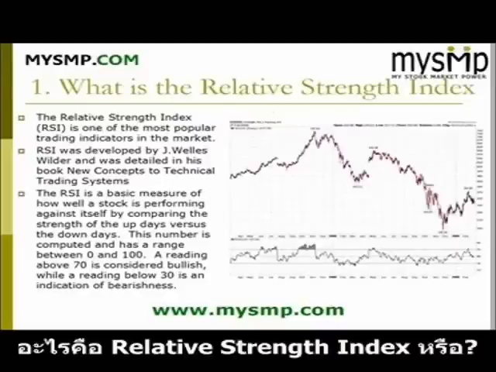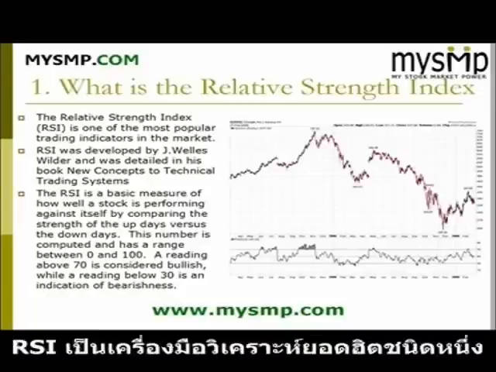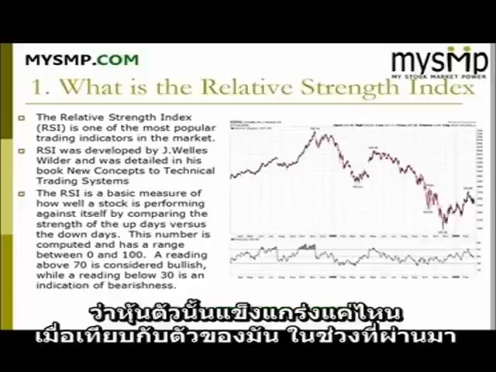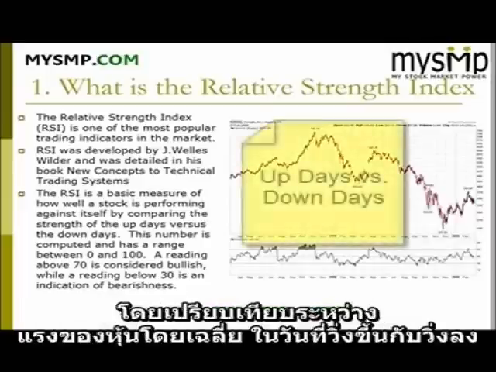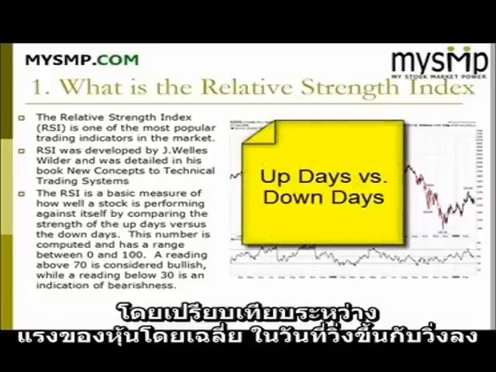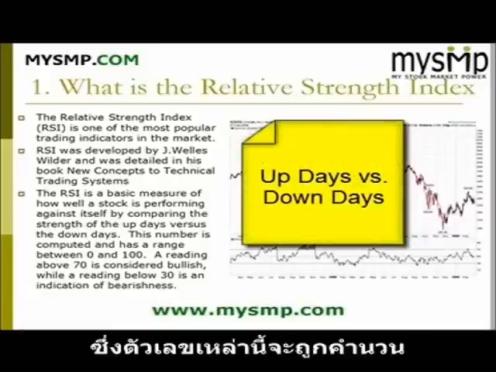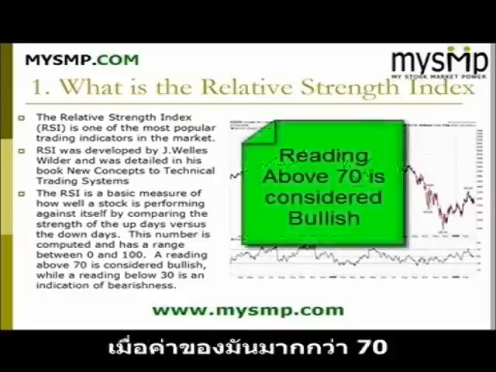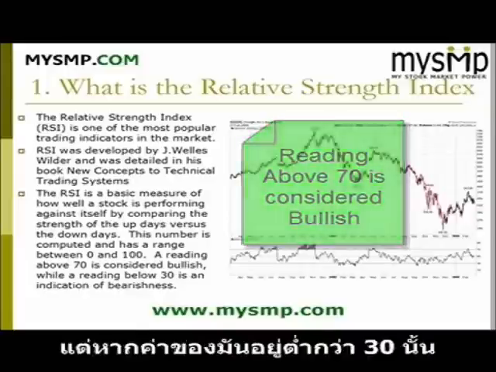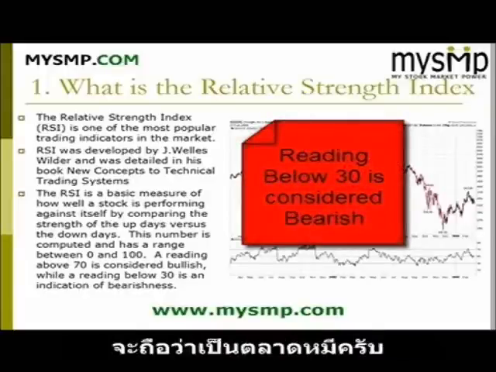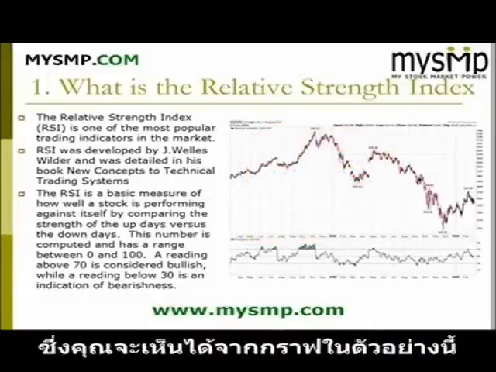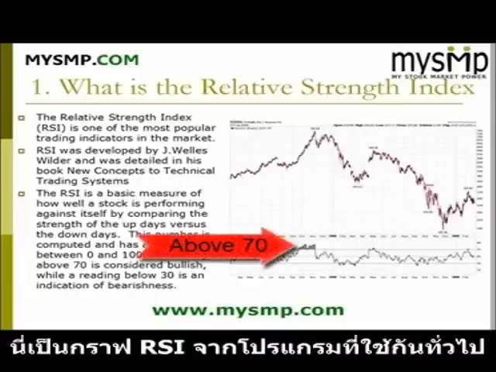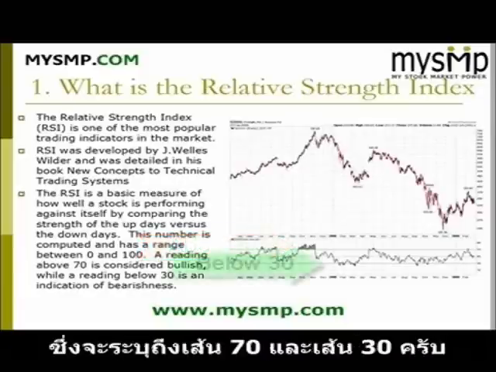So what is a Relative Strength Index? The RSI is one of the most popular technical indicators. The RSI is a basic measure of how well a stock is performing against itself by comparing the strength of the up days versus the down days. This number is computed and has a range between 0 and 100. A reading above 70 is considered bullish, while a reading below 30 is an indication of bearishness. As you can see in the below chart, most charting applications will fill in the background of the RSI as it moves above 70 and below 30.